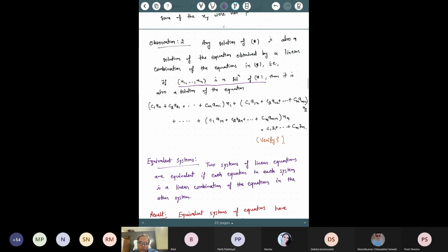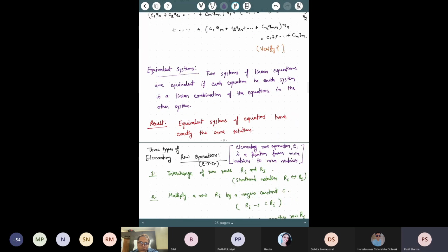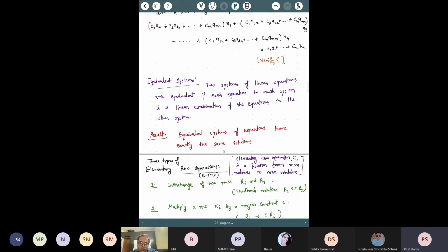Okay, so let me write this equivalent system. What is an equivalent system? Two systems of linear equations are equivalent if each equation in each system is a linear combination of the equations in the other system.